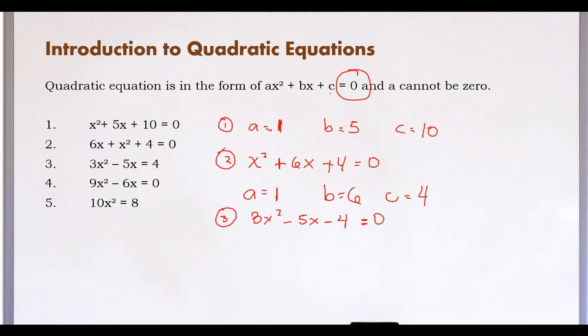So let us identify the values of a, b, and c. A equals 3. B equals, look here, negative 5. And for c, we have negative 4. And that's how you look for the values of a, b, and c if your constant term is on the right side of the equation. Let's continue by answering number 4.